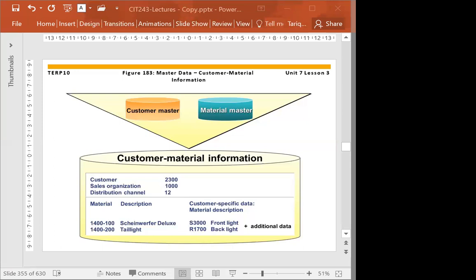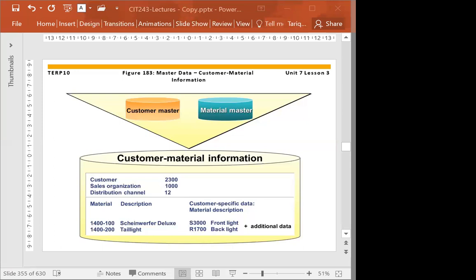Then a condition comes in. Another table is condition master data. So we enter the condition for that customer as well. So we are pulling the information from three master data, three different tables, and it takes time.